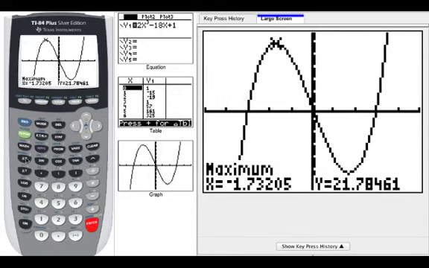So go ahead and give example B a try, and you can tune back in after you give that one a shot, see if you can calculate the maximum and minimum values, and check your work.